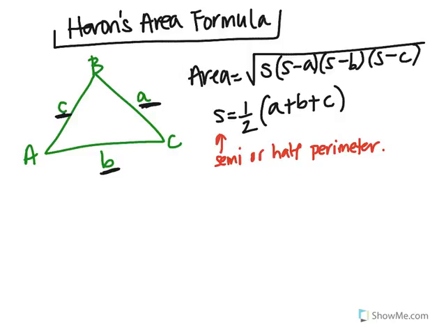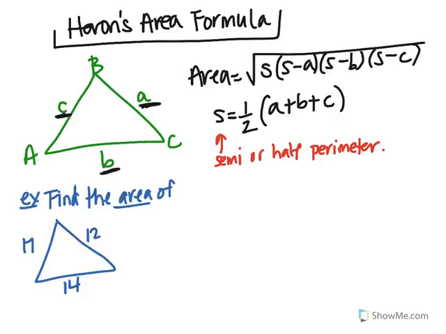So one cool thing about this formula is you don't need a height to calculate the triangle. All you need to know is all three sides, and you can go ahead and use this. So here's an example. I'm going to have you find the area of this triangle, side length 17, 12, and 14. And the first thing you need for the formula is the semi or half perimeter.